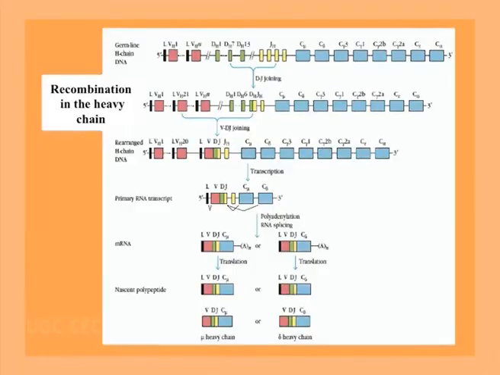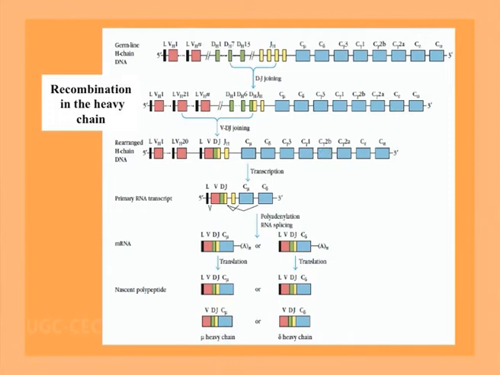Now I will tell you how recombination takes place in the heavy chain gene. Now, as I told you, there are many variable region gene segments. Now, 2 separate rearrangement events take place here.